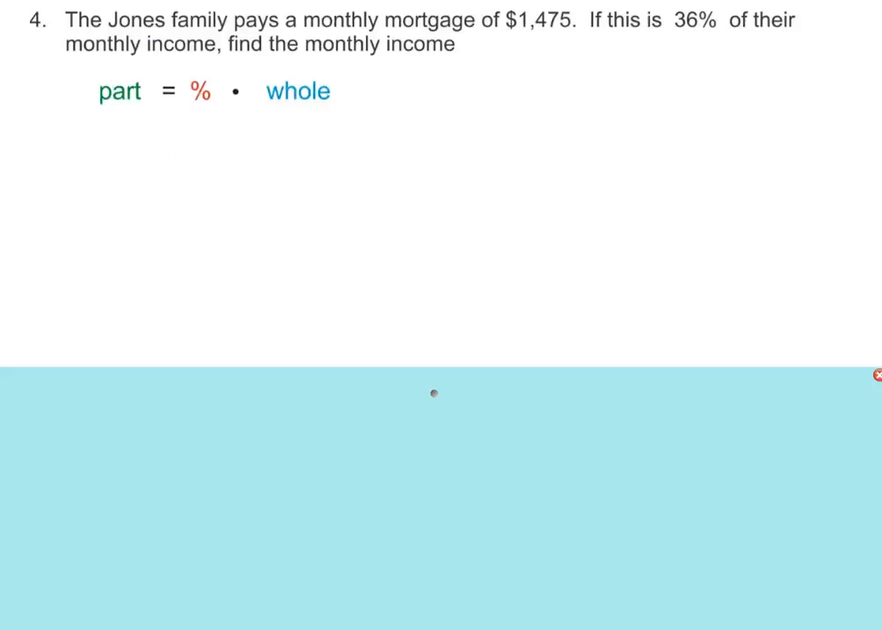The Jones family pays a monthly mortgage of $1,475. This is 36% of their monthly income. Find the monthly income. Now, on this one, flat out, part equals percent times the whole is the way to go, at least in my mind. So using the formula part equals percent times the whole, go ahead and see if you can solve this all the way to the end. I'm going to pause the video.